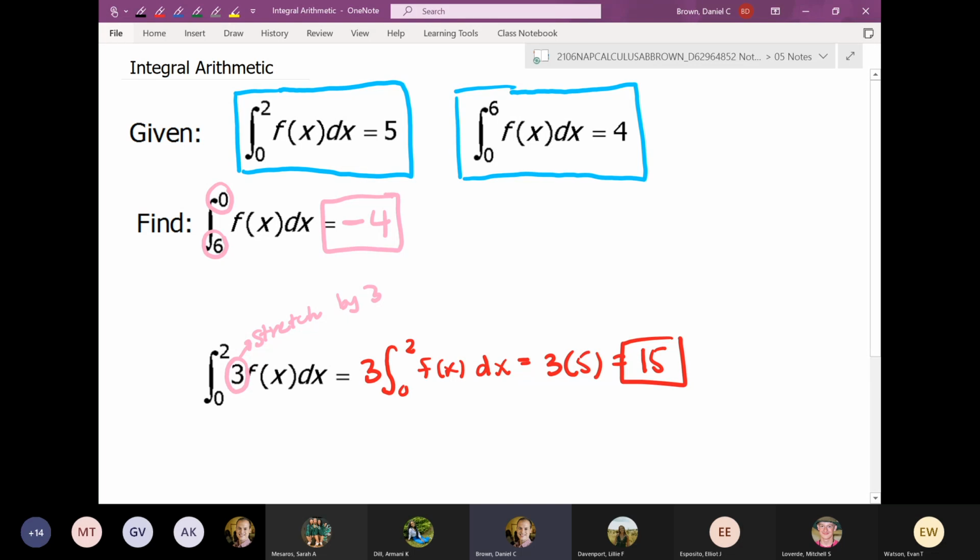Questions on those two? Yes, Lily? Would you have to show the first step, or can you just write 15? You can definitely just jump to the 15. Okay.